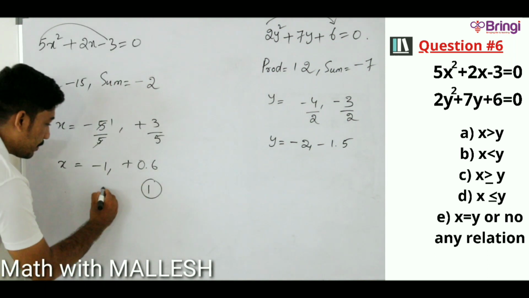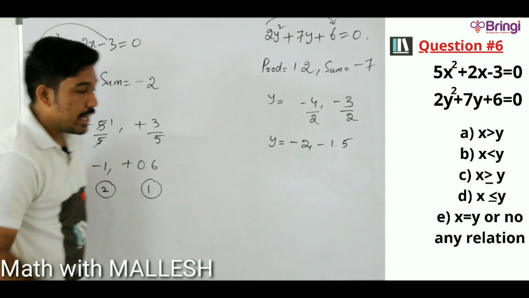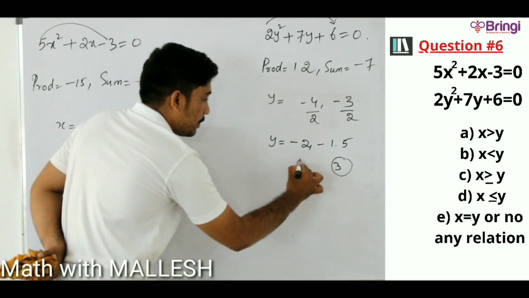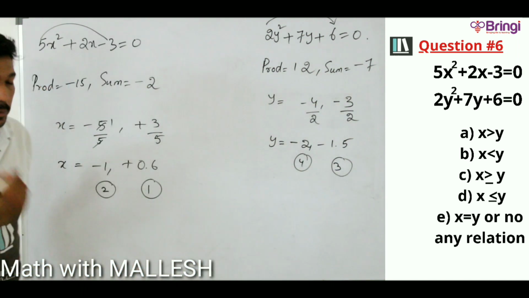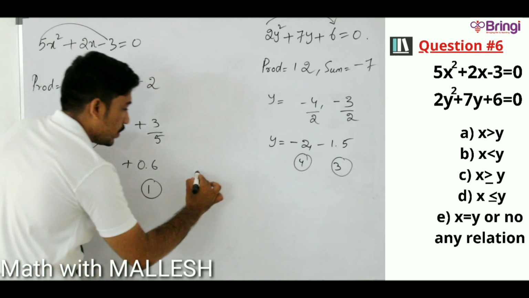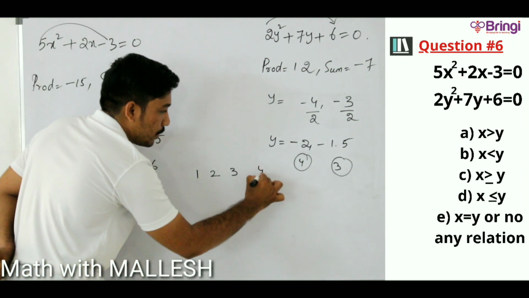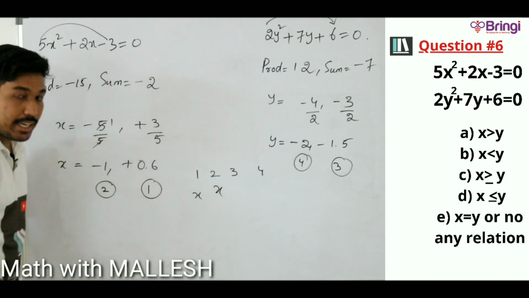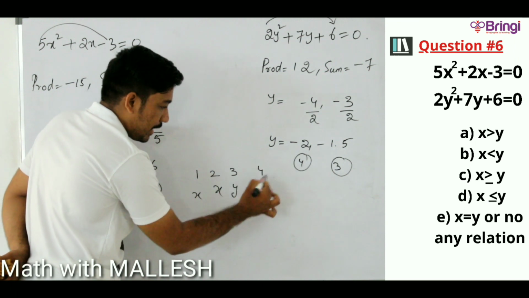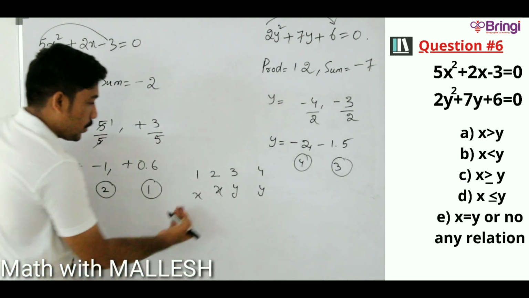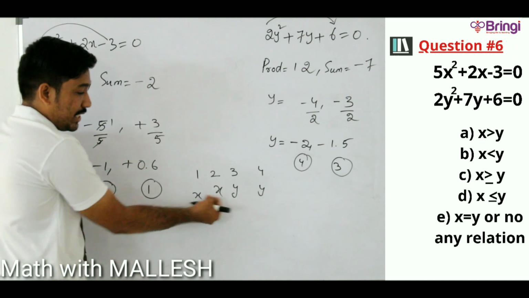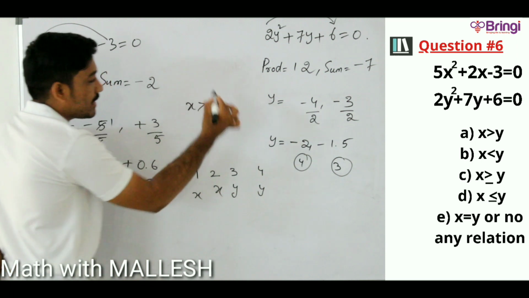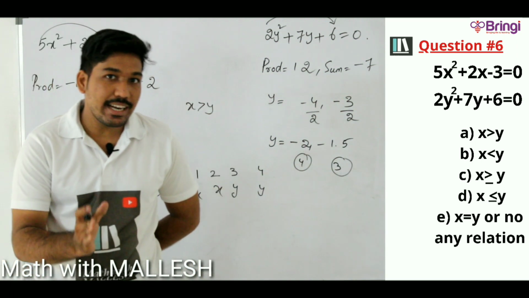Next, moving on to the next big number, this is 2, the next big number is 3, and the next big number is 4. Now if you observe 1, 2, 3, 4: the first position is occupied by 1, the second position by x, the third position by y, and the fourth position by y. So 1, 2, 3, 4: the first and second are occupied by x, and third and fourth by y. It means x is greater than y.